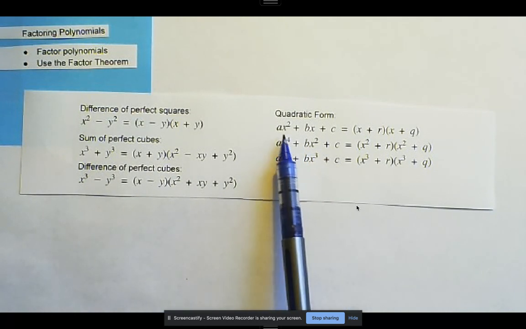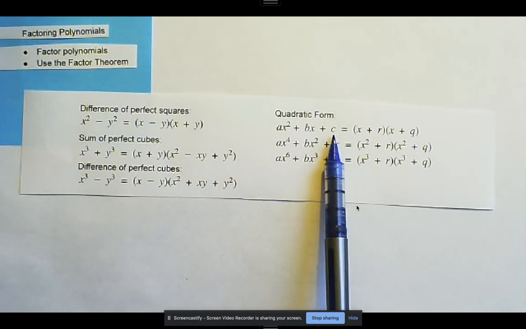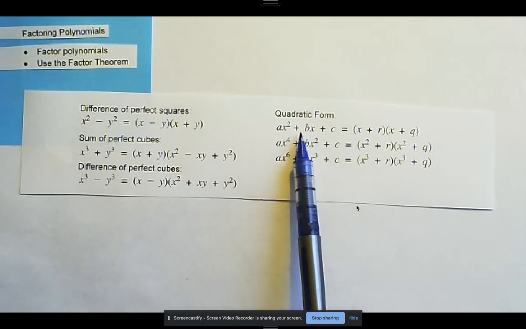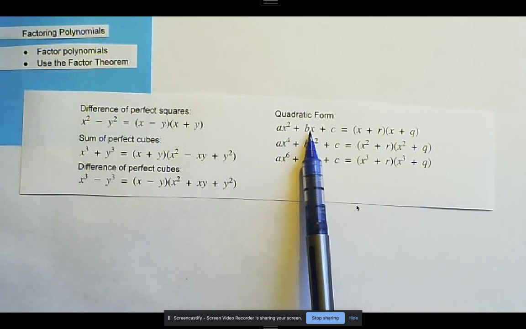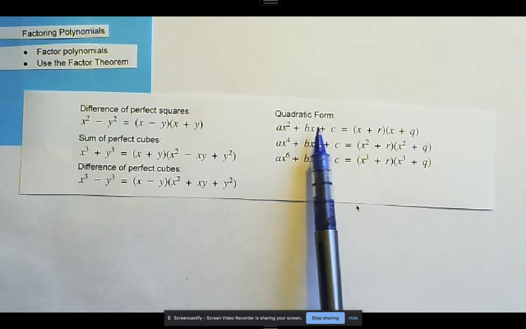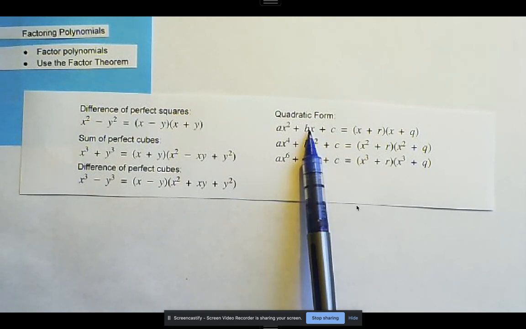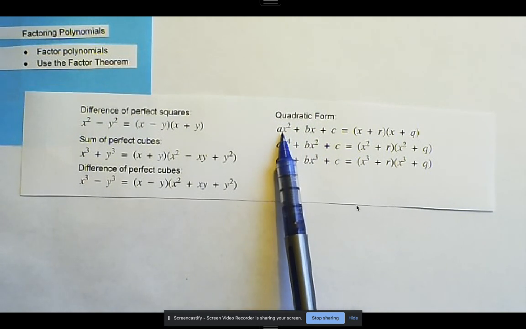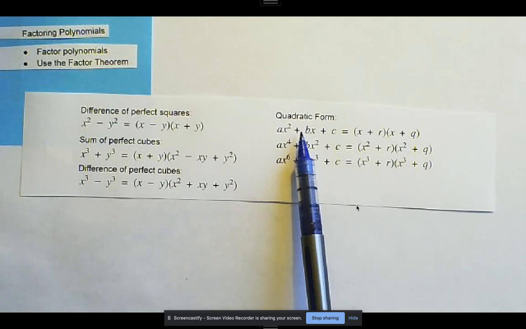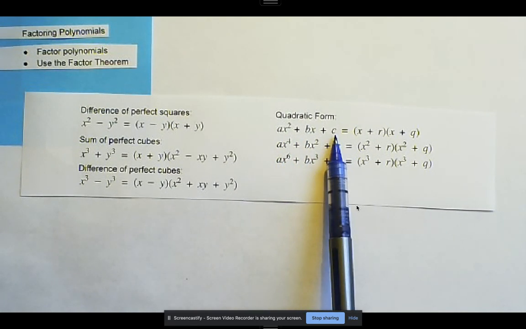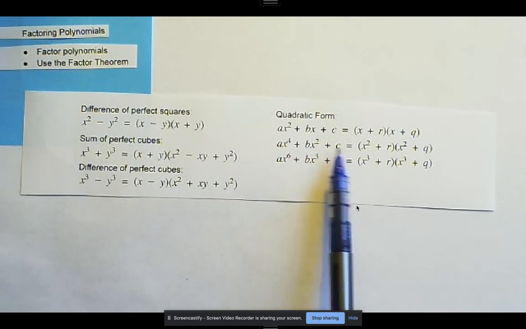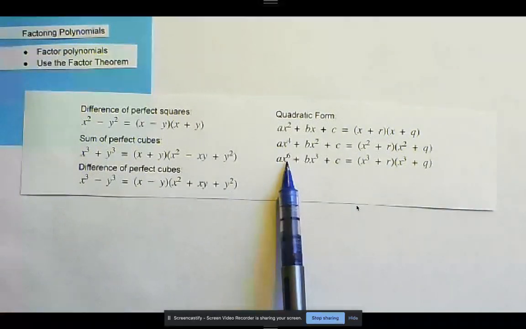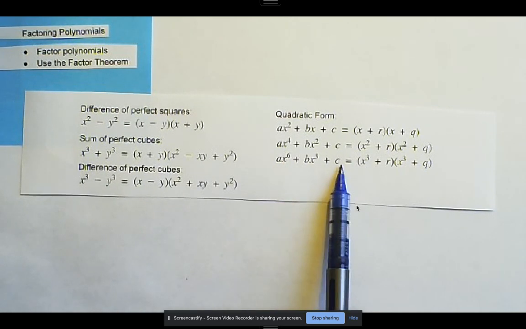Quadratic form is ax squared plus bx plus c. And the quadratic form is whenever we have our middle term, the degree of the middle term is always half the degree of the lead term. So 2 divided by 2 is 1. And then we always finish with a constant. 4 divided by 2 is 2, finish with a constant. 6 divided by 2 is 3, finish with a constant.